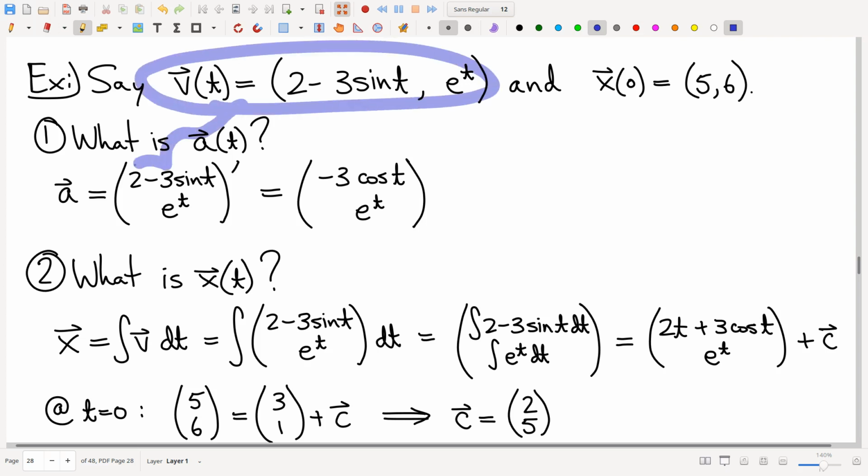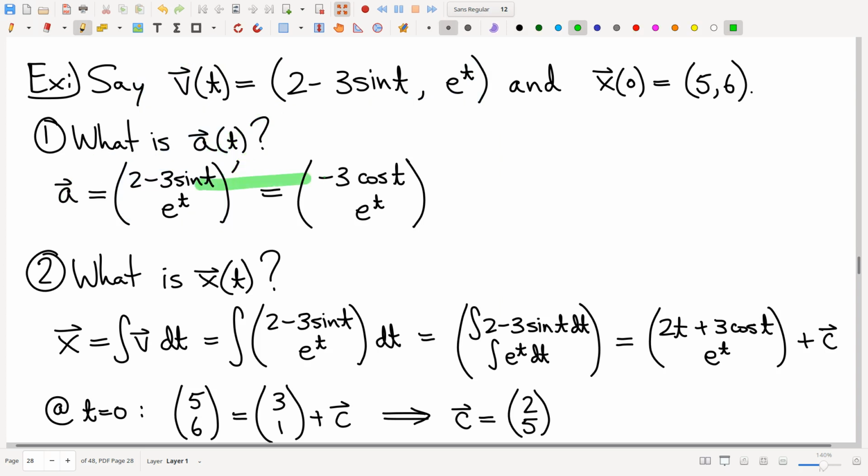Well, the velocity, I would just take the derivative of it to make the acceleration. And you take the derivative one component at a time. Easy calculations here. The derivative of that is that. The derivative of that is that. Boom, done.